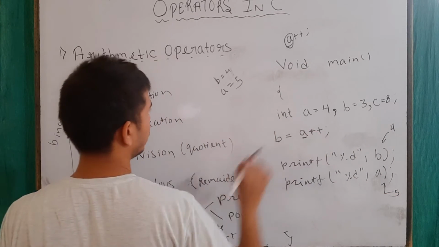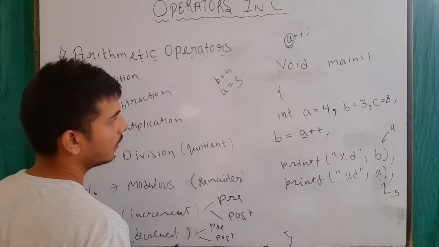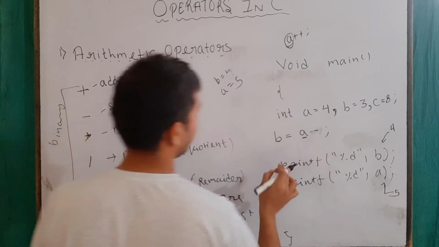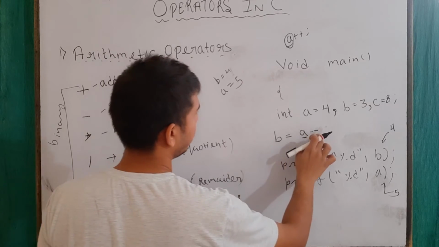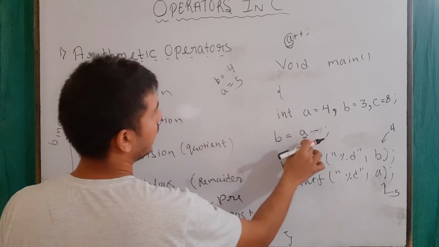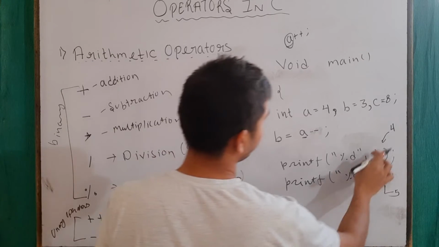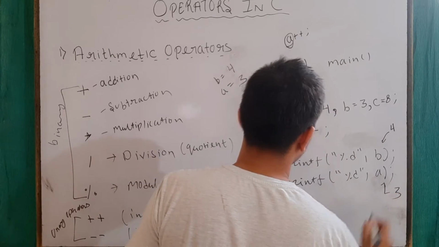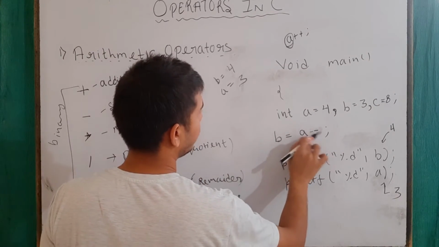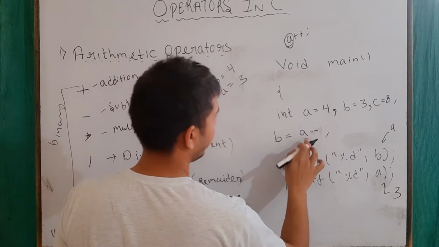This is for the post operator, when we are using post increment. Now if I write post decrement, the same thing happens. First there will be assignment, then there will be decrement. It means first b will become 4 and then a will decrease by 1, that will be 3. So the output will be 4 and 3. So this was about the post operator, when we use the unary operator, minus minus or plus plus, after the operand.